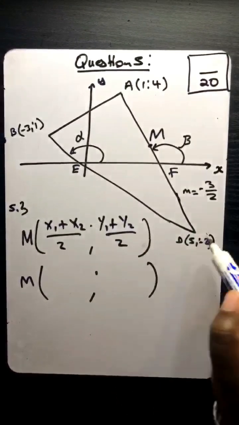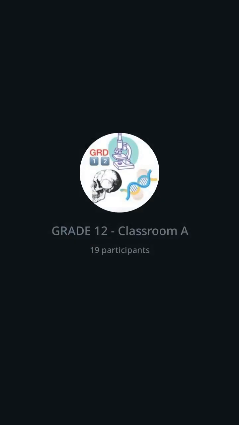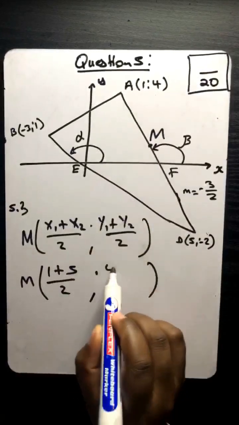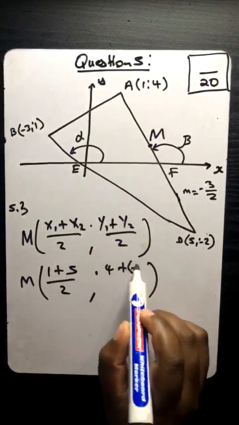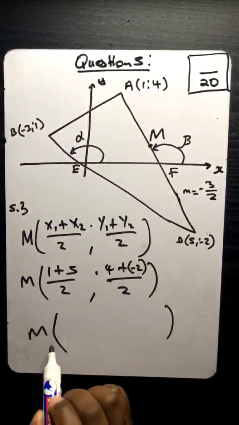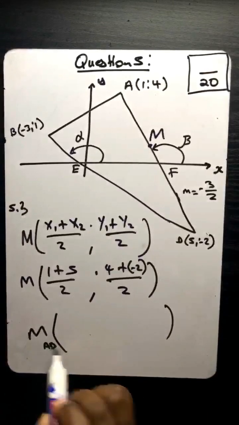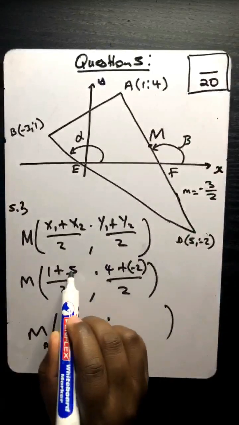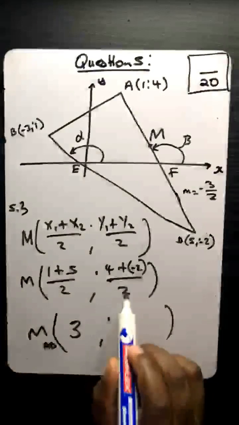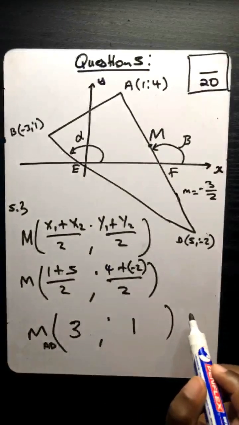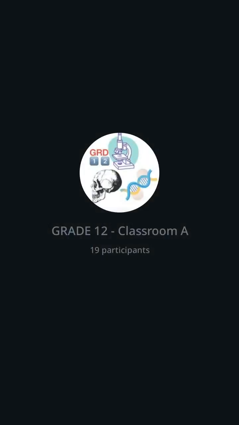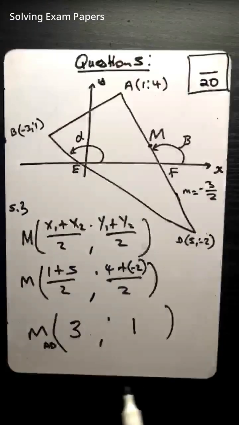Let's see. For x, you can say 1 plus 5 over 2, and for y, 4 plus negative 2, inside the brackets because it's a negative. Then finally you can give the midpoint of AD. 6 divided by 2 is 3, and 2 divided by 2 is 1. Yes, it makes sense because that point is above there and then it's on this side. So 3 and 1 makes sense.